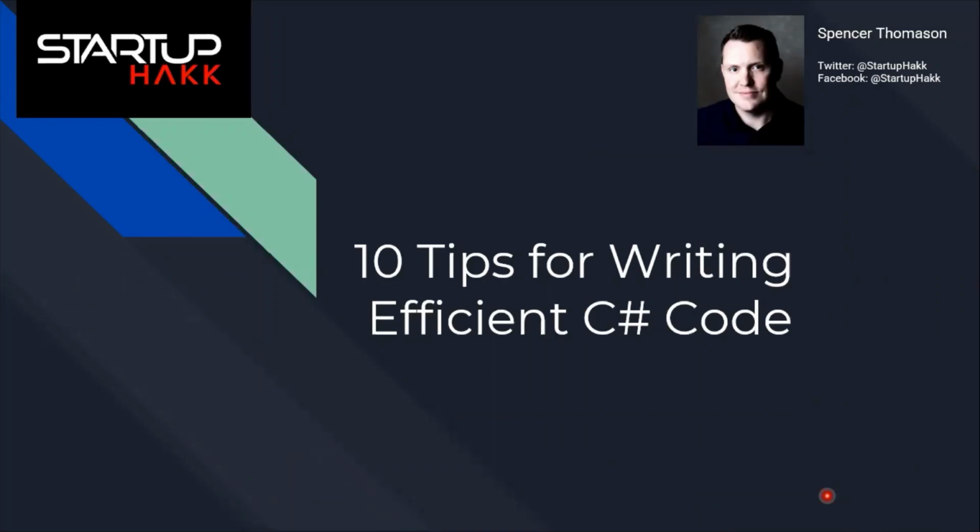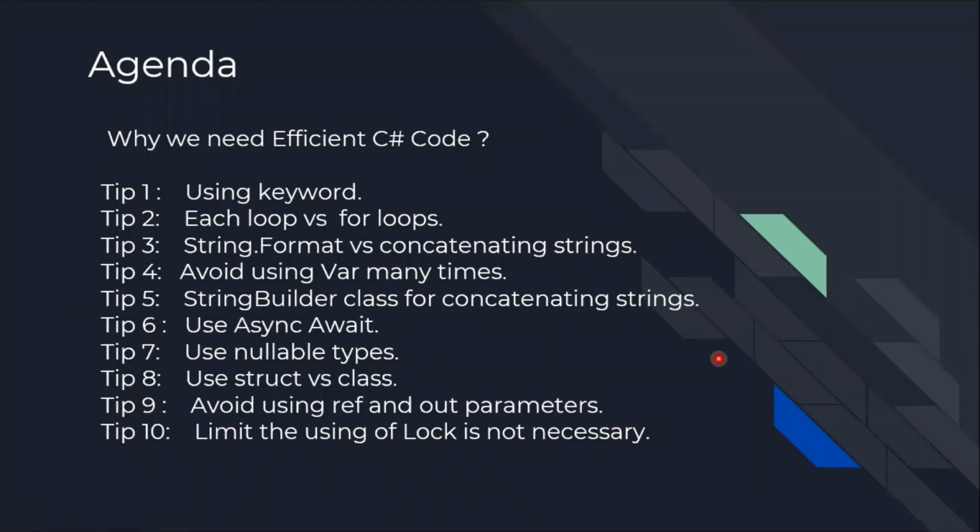Welcome to our today's session about 10 tips for writing efficient C# code. Our today agenda: why we need efficient C# code. Tip number 1, using keyword. Tip number 2, foreach loop against for loop or traditional looping. Tip number 3, string formatter or string.Format against concatenating strings.